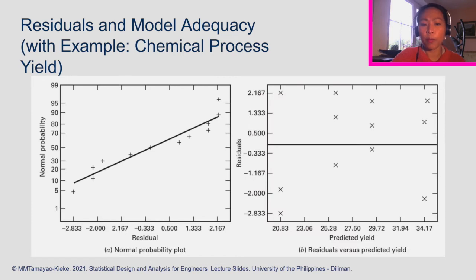If we plot all the residuals in a normal probability plot for the model that we have just derived, this is what we will get. You can see that it doesn't seem to be problematic as the residuals lie very close to the normal probability line. And if we look at the residuals versus the predicted yield, we also do not see any significant pattern. So we conclude that the model could be adequate in terms of it being able to meet the assumptions.